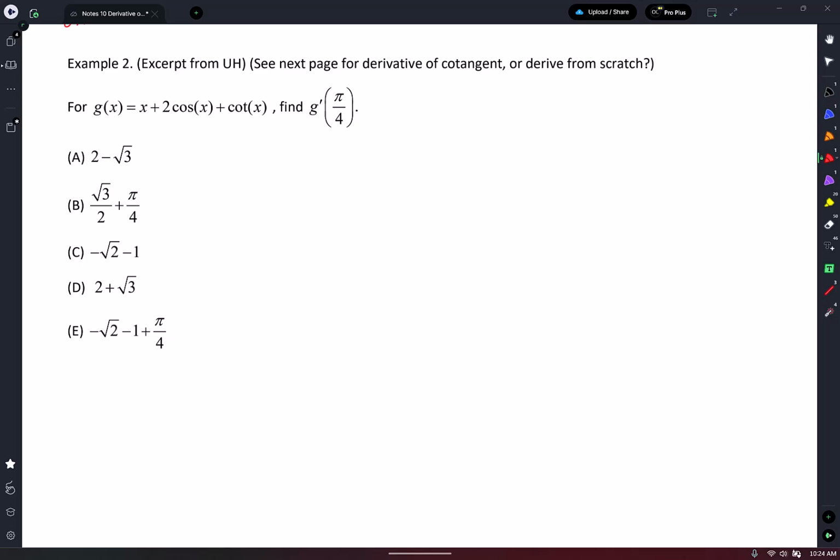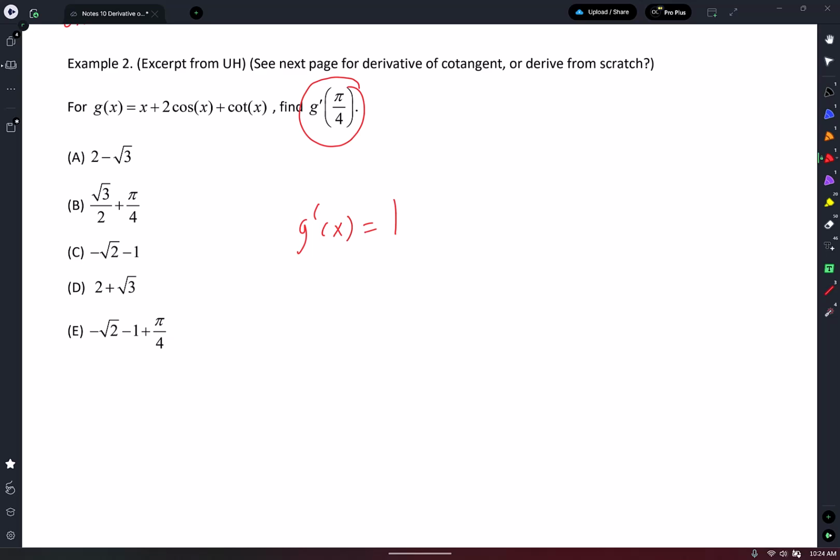Focus. So look what they asked me here. They want the derivative evaluated at? All right. So here we go. G prime of x equals, what's the derivative of x? 1. What's the derivative of 2 cosine x?